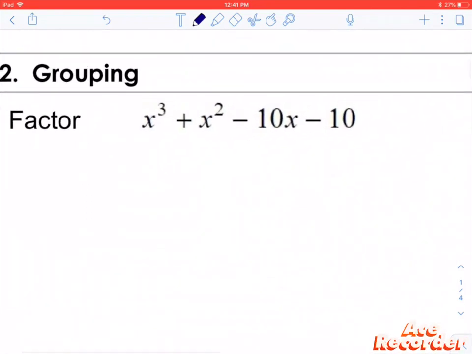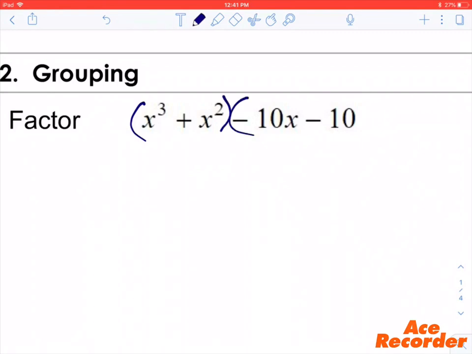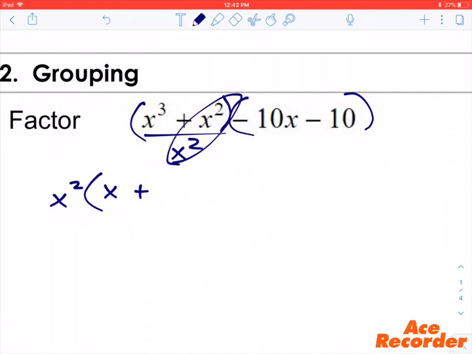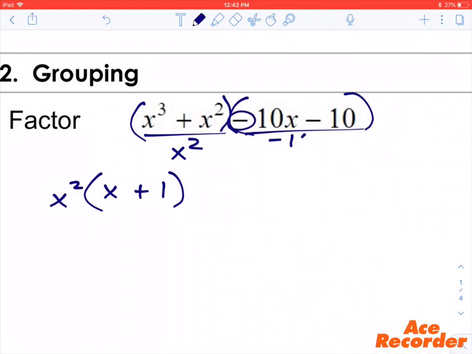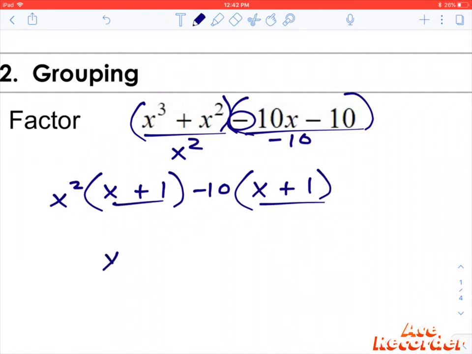So group the first two, group the last two. What do they both divide by? So these both have 2 x's, so x squared with 1 left plus, and if it's something divided by itself, it's a 1, not 0. And then here, negative 10 divides both of those, and that's going to be positive x plus 10 divided by 10 is 1. And there we go.